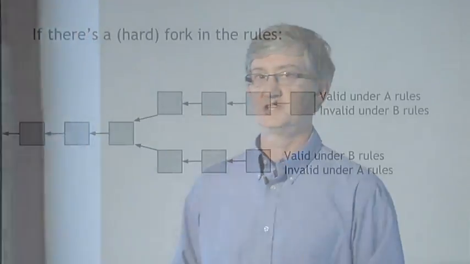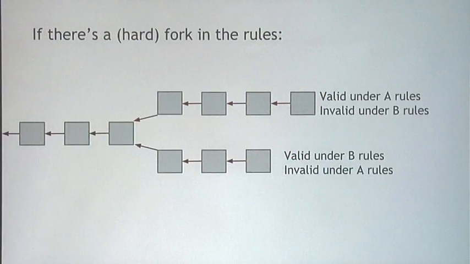Let's look a little bit more at what happens if there's a fork in the rules. And I'm talking here, in a previous lecture we talked about the distinction between a hard fork and a soft fork. I'm talking about a hard fork here. So what happens is the following. Here we have the blockchain, which is coming along, building up the history. And at some point, there will be a fork in the blockchain if there's a disagreement about the rules. And you get two branches.